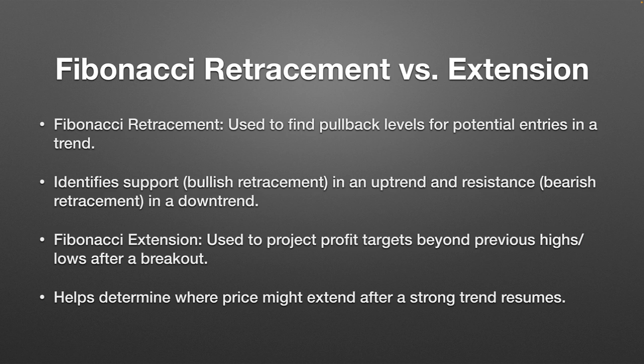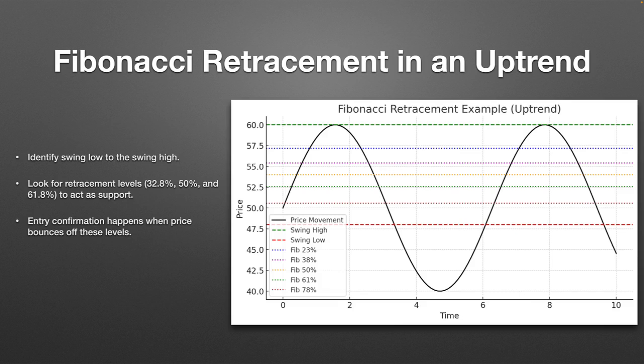All right. So let's look at an example of using the Fibonacci retracement in an uptrend. Okay, so here is a real example. Notice how price is pulling back to the 61.8%, and you can see the bars down there with the black line and the green dash line and all those lines. You see it right there.